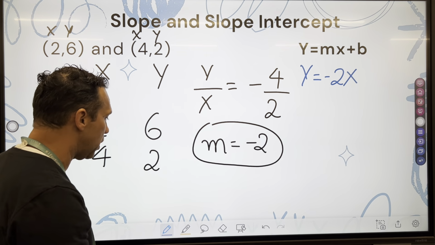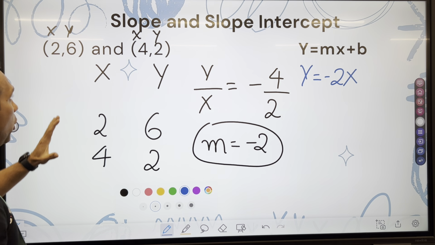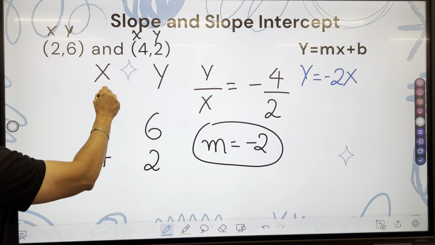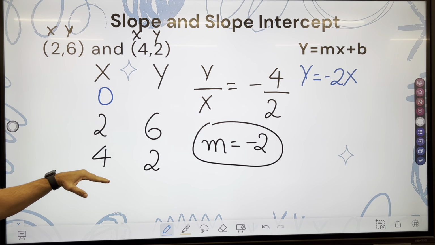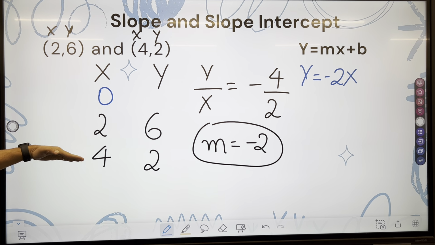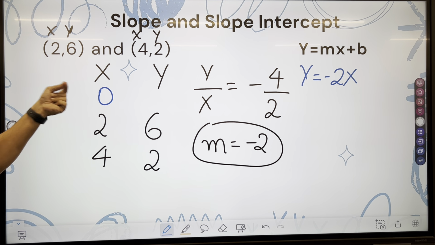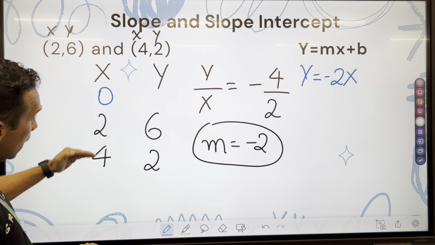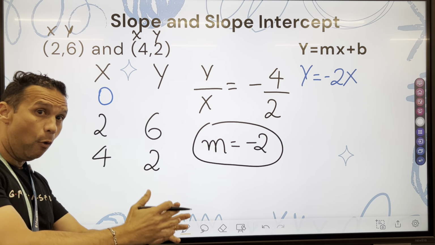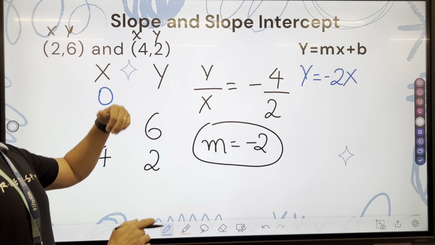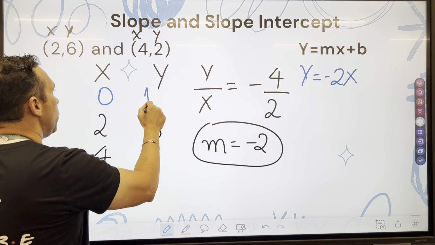Now we need to find b. Remember that b, when we have the dream table, is when x equals 0. Paulo, we don't have it, but we can go back. So x increases by 2. If we go back 2, we go to 0. But y is decreasing by 4. What we need to do is go up by 4. So then we have the 10.